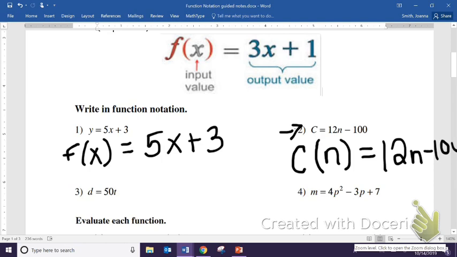For number 3 and 4, they will follow suit. For 3, you'll have d of t is equal to 50t. And then number 4, you'll have m of p is equal to 4p squared minus 3p plus 7. Write that now, and if you need help, raise your hand and ask me that question. Don't forget to pause the video.